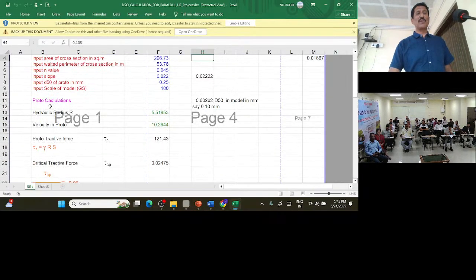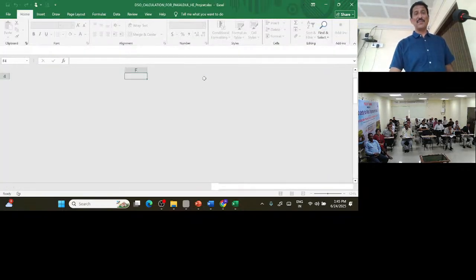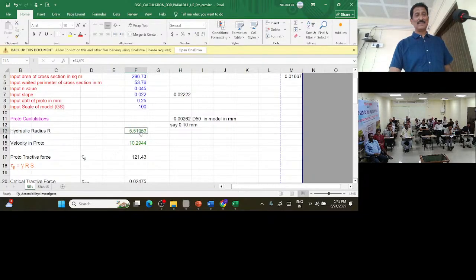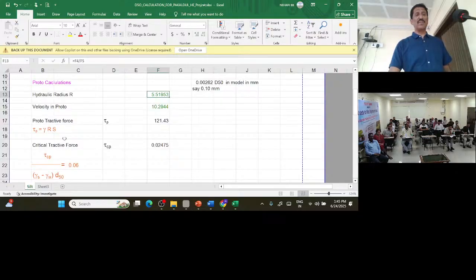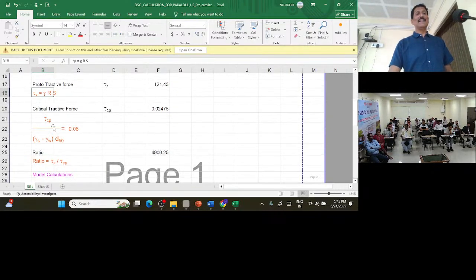So for the proto calculations, first we give the hydraulic depth. We have given the formula, if you see here. Basically Manning's formula is used for all these calculations. Based on this you can perform the core calculation. The most important part is that we have to compute the shear stress. Okay, the shear stress we know. Then the critical shear stress we have to compute.